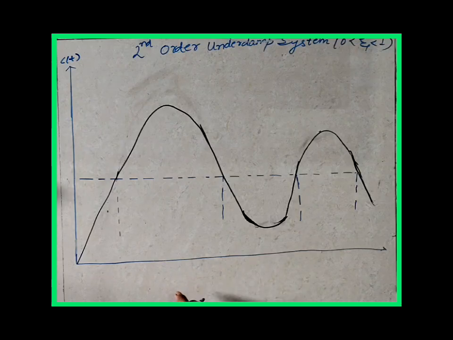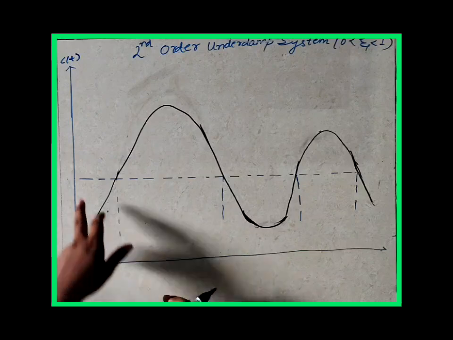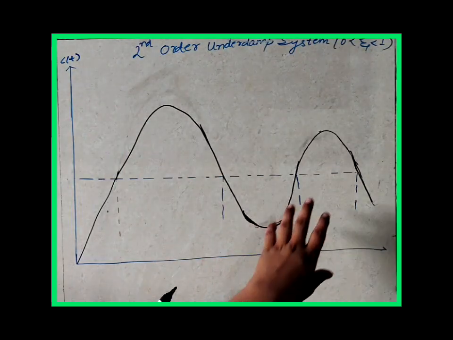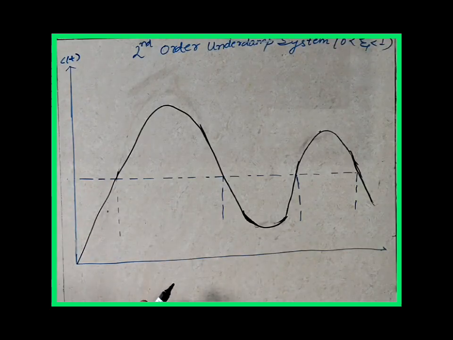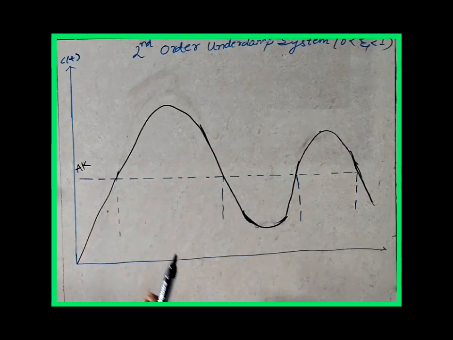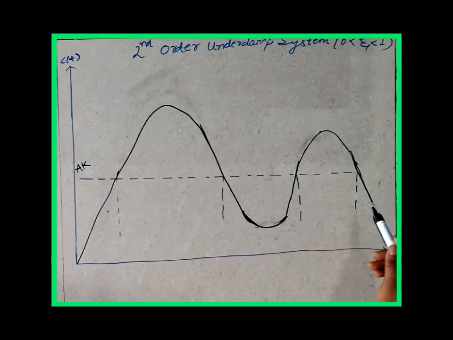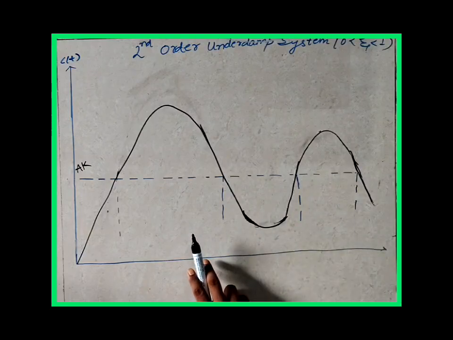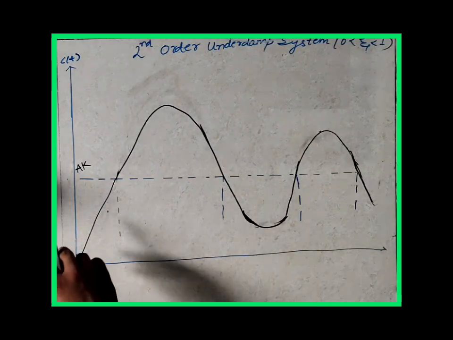So we know that the response will try to settle at the value of steady state, or we can say the steady state is equal to the input constant parameter multiplied by dc gain, K. So if the steady state is AK, then from the graph we can see that the response is trying to reach the value of AK and settle at it.